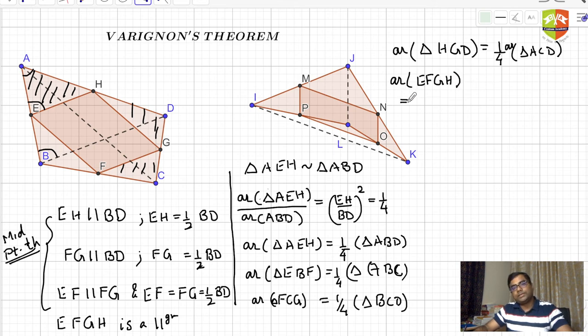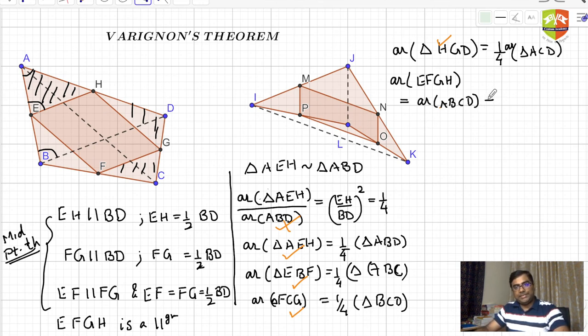How much is it? This is equal to nothing but the full quadrilateral, that is area of ABCD, and minus all the four triangles which we calculated over here. This one, this one, this one, and this one, right? If you see, ABCD minus AEH, EBF, FCG, and HGD. If I take away all these triangles, then I will get the area of the parallelogram over there, isn't it?